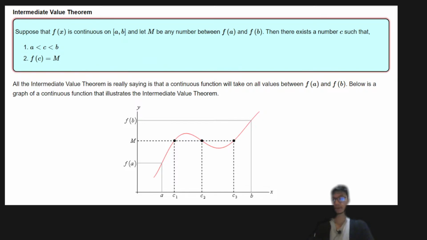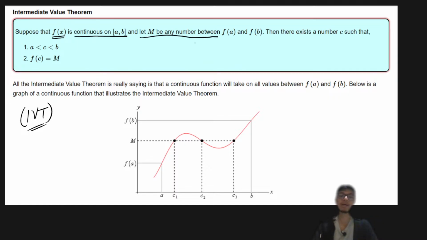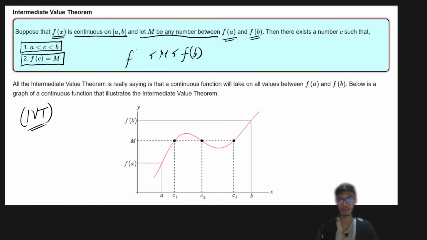So let's try to understand what is this thing called the intermediate value theorem. In short, we also call this IVT. Let us say I have a function f of x and it is continuous on the closed domain a to b, and let m be any number between f of a and f of b. Then there exists a number c such that c lies between a and b, and f of c is equal to m, where m is any number that lies between f of a and f of b.